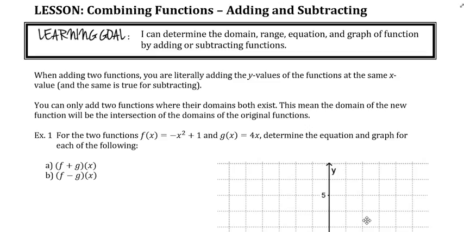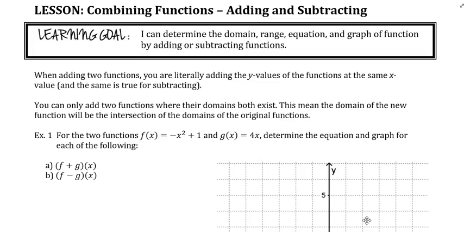So when you're adding two functions, you are literally adding the y values at the same x value. So when x equals 2, you add the y value of each function together to get the new function. So if you had a list of points, you would just match up the x's to add the y's, and that would be your new one.